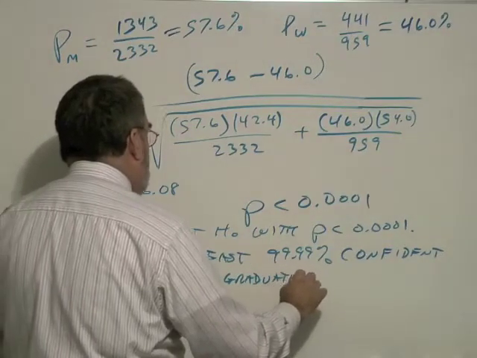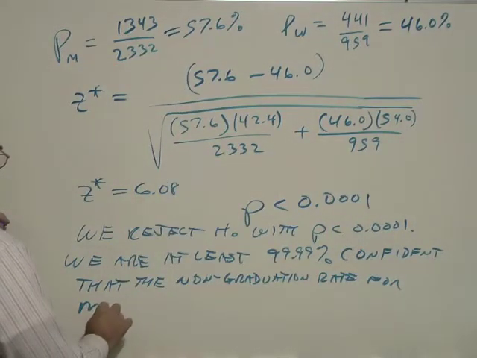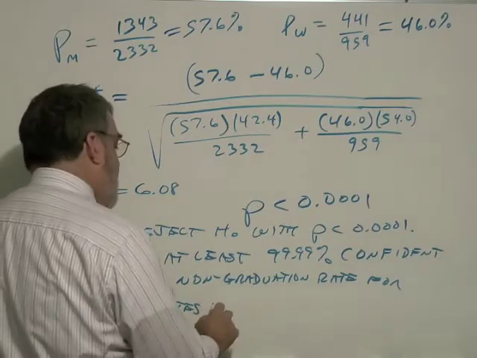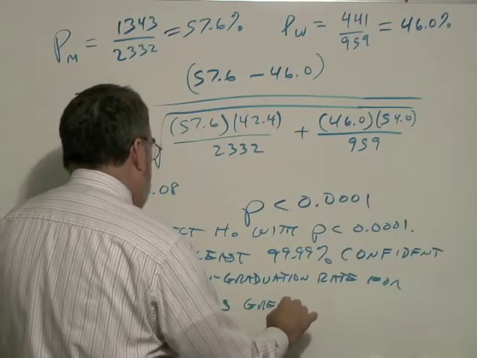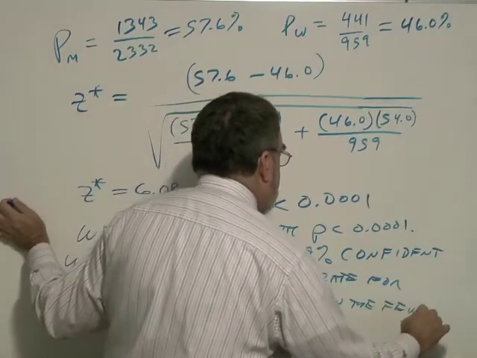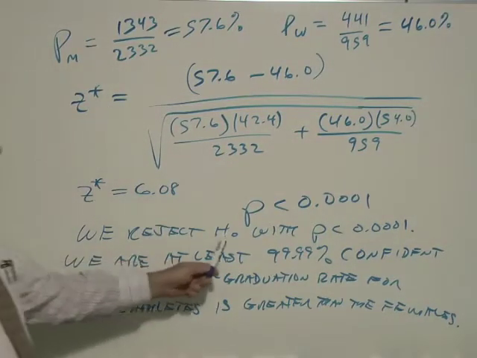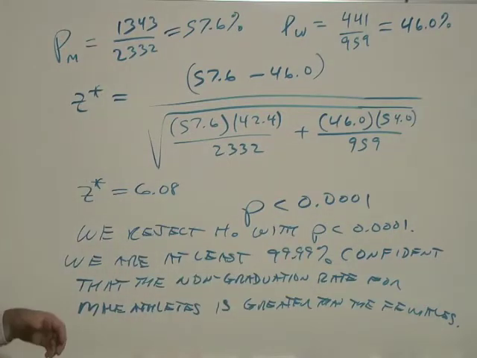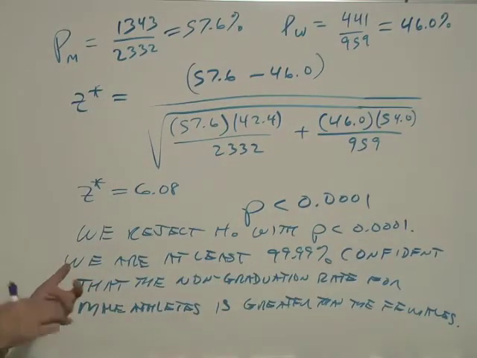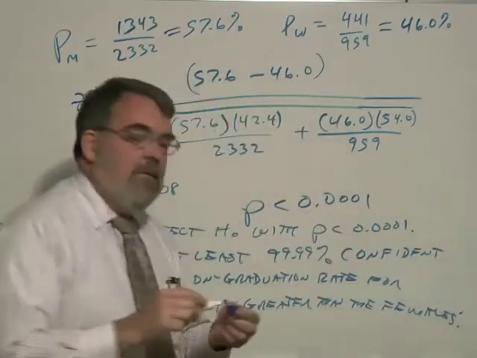We are at least 99.99% confident that the non-graduation rate for male athletes is greater than the females. I'll reread this because it's getting a little sloppy here. It's a little bit sloppy and I don't feel like rewriting it. We reject the null hypothesis with a p-value less than 0.0001. We are at least 99.99% confident that the non-graduation rate for male athletes is greater than the females'. Put a little apostrophe there.